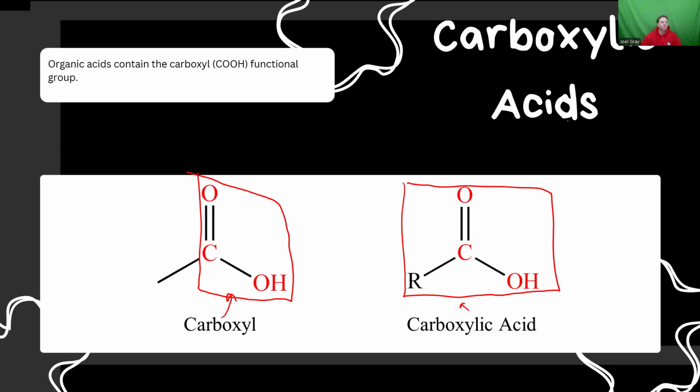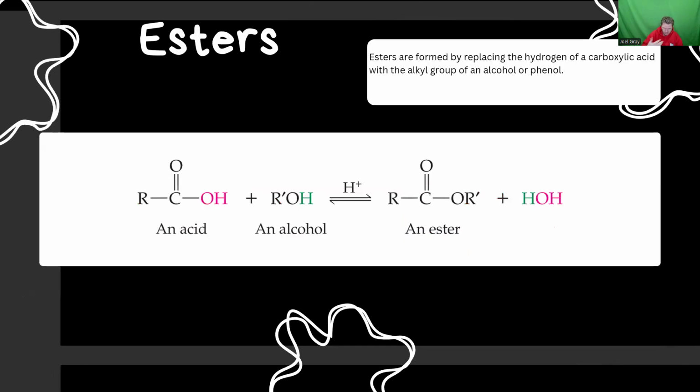Carboxylic acids are very important for tons of different reasons. For example, on our next slide, we see a carboxylic acid can react with an alcohol to form a compound known as an ester. So anytime you see this, sometimes it's written as COOH, think carboxylic acid. That will react with an alcohol.